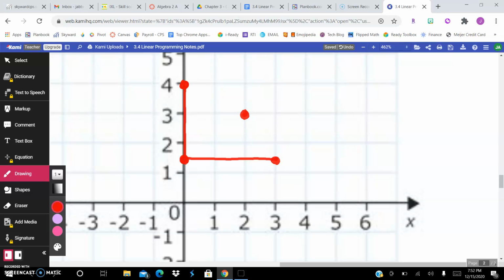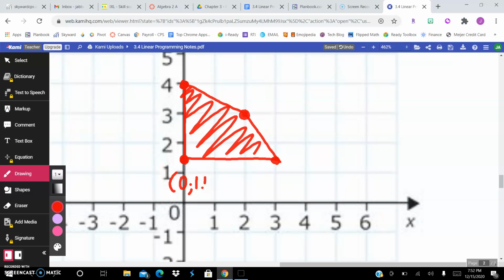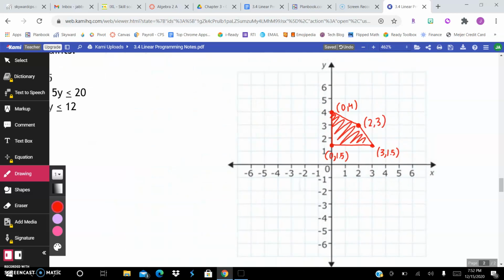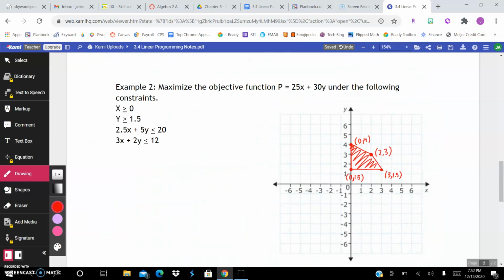Again, you can copy that graph from above, but this is the same one. This is where our feasible region is. So the ordered pairs that we really care about right here are this one over 0 up 1.5. This one is over 3 up 1.5. This one is over 2 up 3, and then over 0 up 4. So those are the 4 points that we're going to take a look at.